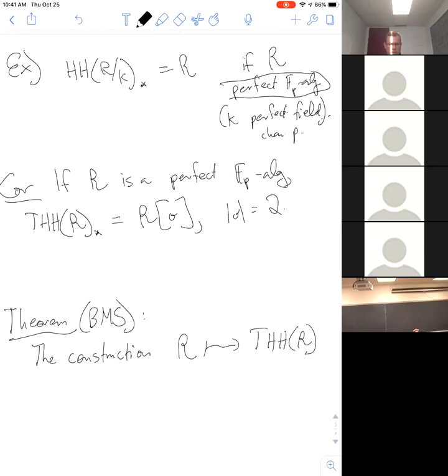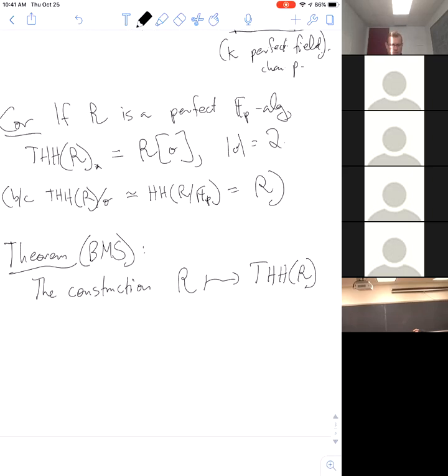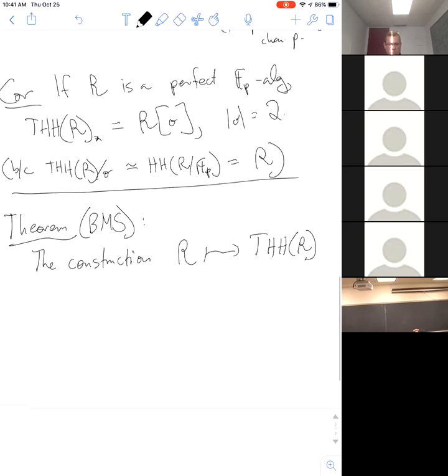Okay. But so this ends up being a corollary, and that's because of this sort of slogan, maybe from the first or second talk, that if you take THH, then it's sort of a one-parameter deformation of Hochschild homology. So more precisely, you take the cofiber by sigma, that's the same as the Hochschild homology of R relative to FP. And we just said that that's R. And then that forces THH of R to be R bracket sigma. Okay, so there's a version of Hochstadt's theorem for any perfect ring.